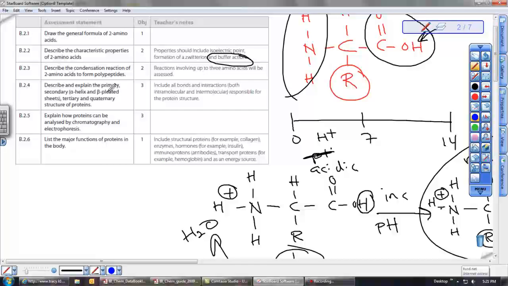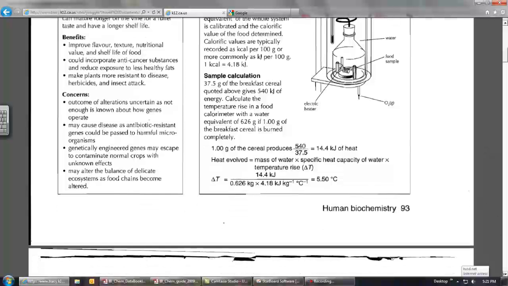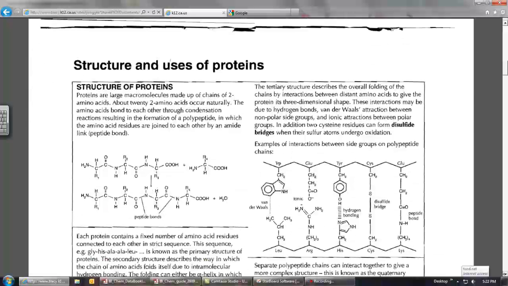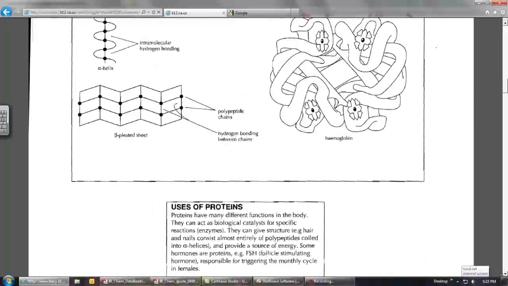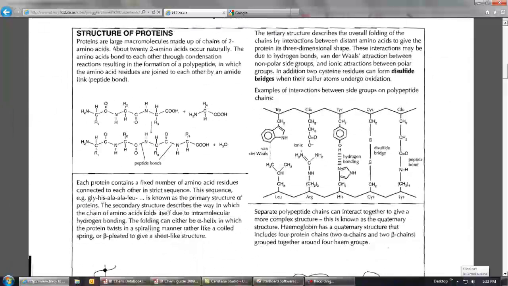Describe and explain. Oh, this is going to be taking me a second or two. Describe and explain the primary, secondary, tertiary, and quaternary structure of proteins. Watch how good I am at this. Yeah, for you folks in advanced bio, it'll be a little simple, a little more easy. So, okay, primary. It's the sequence of amino acids.